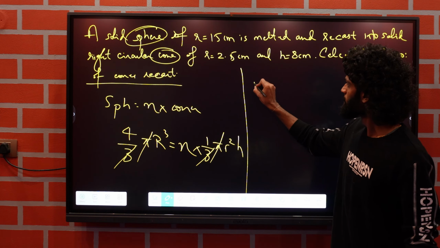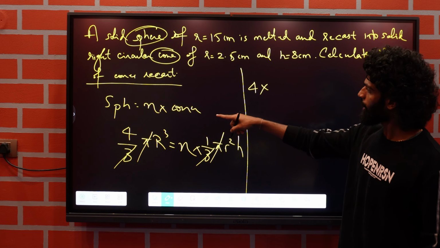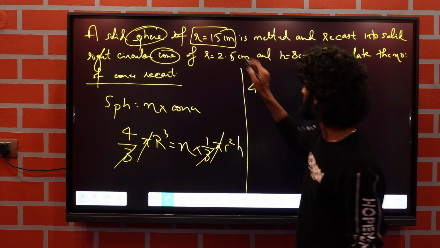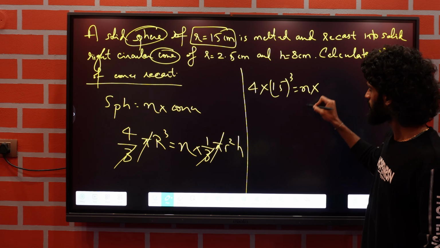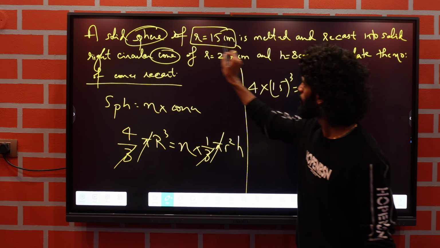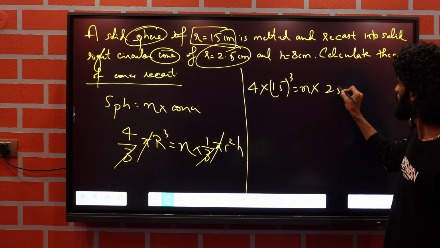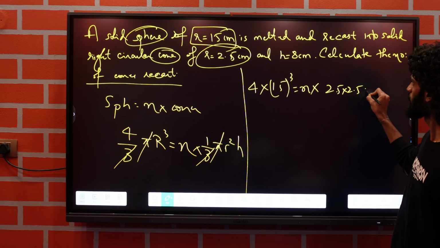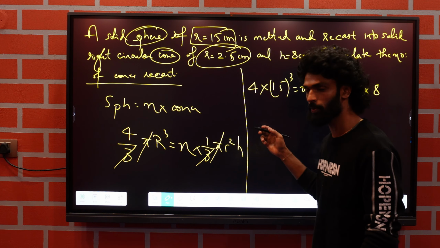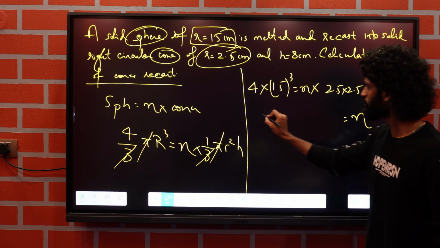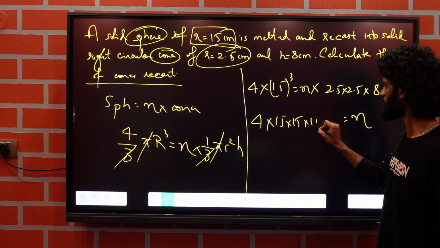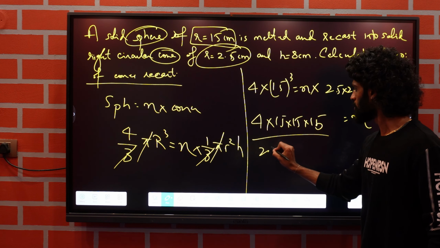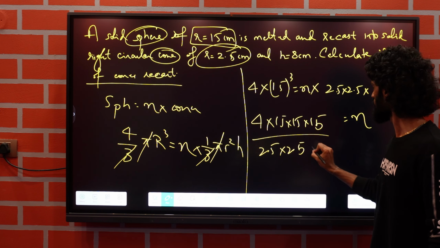We'll try to substitute. The value of R for a sphere is given as 15 centimeters. So I'll write 15 cube equals n into r square here for the cone is 2.5, so you write 2.5 into 2.5 because of the square, h is 8. Now what has to be done? Keep the n there itself, shift everything to one side. 15 times 15 times 15 by 2.5 into 2.5 into 8.